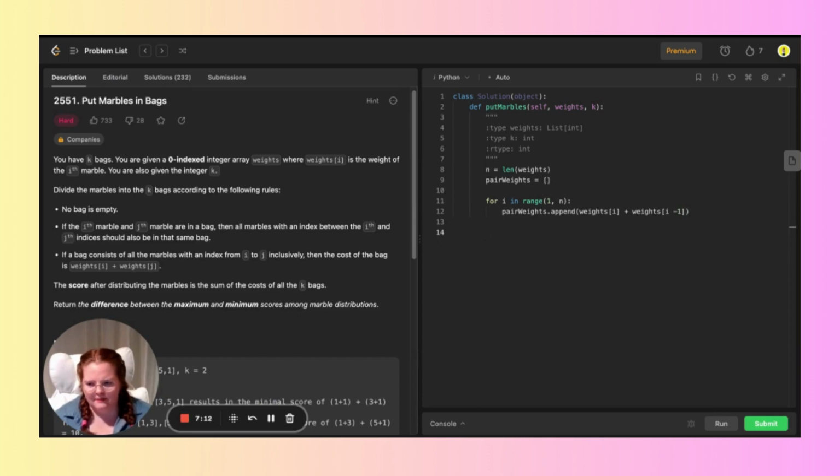And then, what did I say? Sort? I should probably sort them. So I could do pair weights dot sort. This is not going to be right. I can already tell. Oh my gosh.